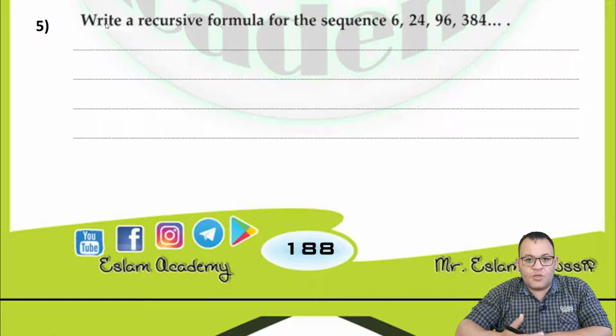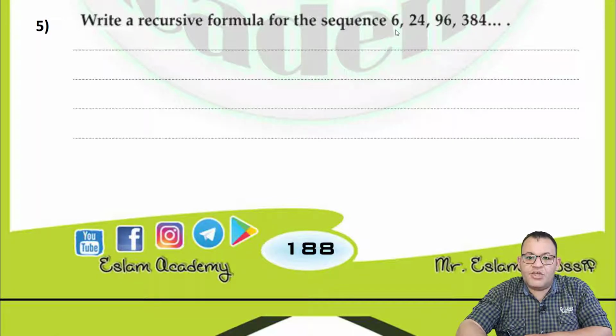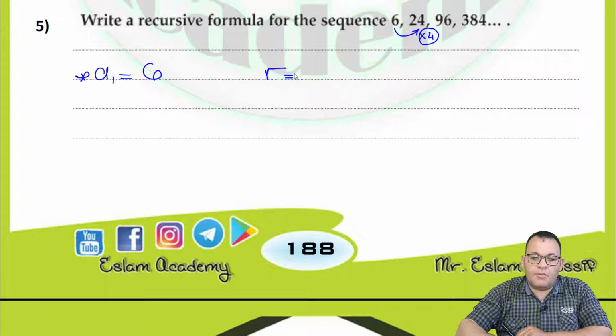At first, to write the recursive formula, we need to find if this sequence is arithmetic or geometric. If you look at the pattern, you will find that each time you multiply by 4. Because you multiply by the same number each time, it is a geometric sequence. So I will find a1. a1 equals 6. And we need to find the common ratio. The common ratio is the number that you multiply by each time, which is 4.